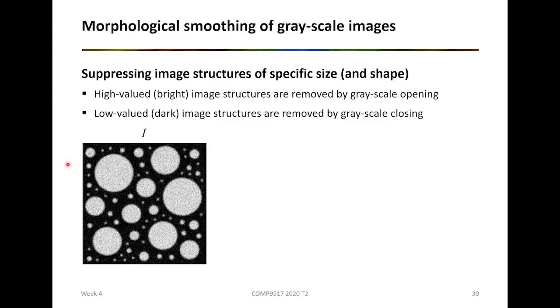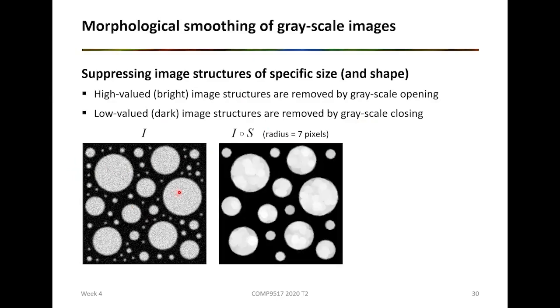Here's an extreme example. This is an artificial image, just for illustration purposes. The opening of this image with a structuring element of radius 7 pixels would give me this final result, where the smoothing is clearly very non-linear because a lot of the noise has been removed. But look, also the objects that are smaller than this size of the structuring element have also been removed.